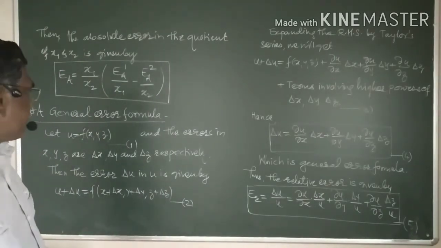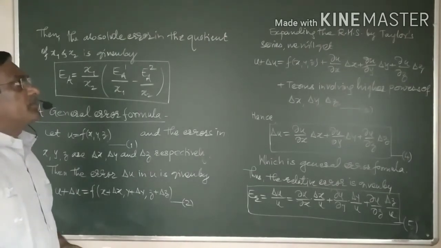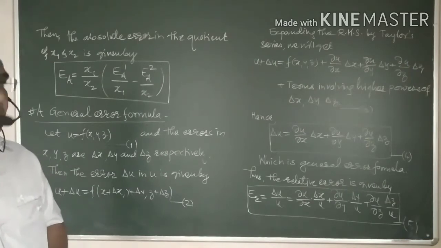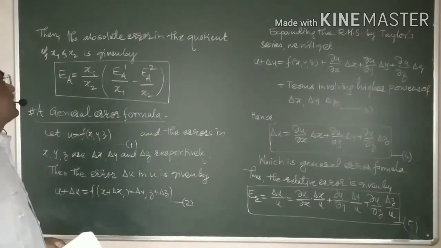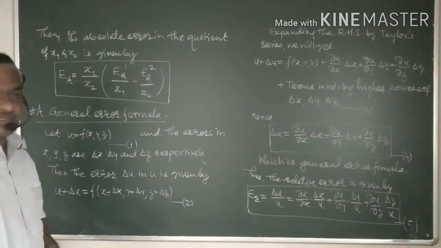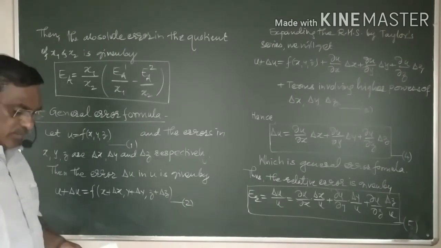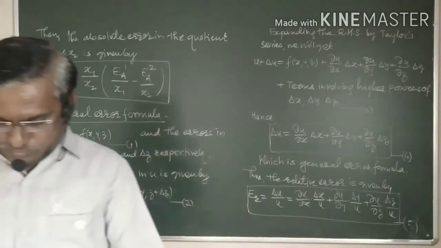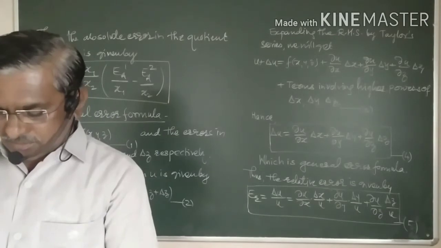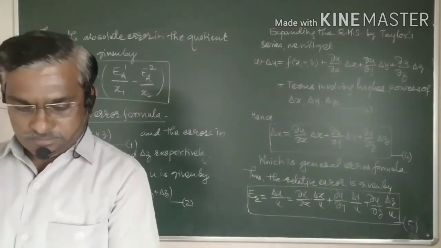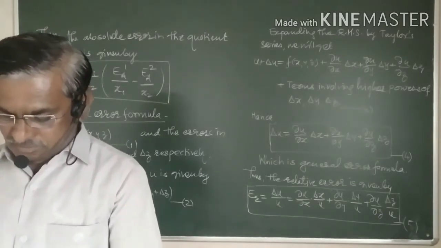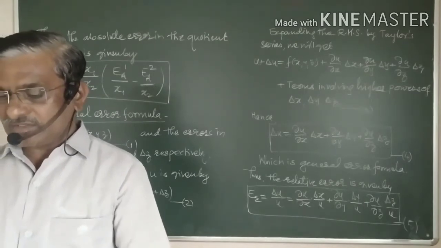Three theory points we have considered now. First is the absolute error in the product of two numbers, second is the absolute error in the quotient of two numbers, and third is the general error formula. Now let us go for the problems over these concepts.